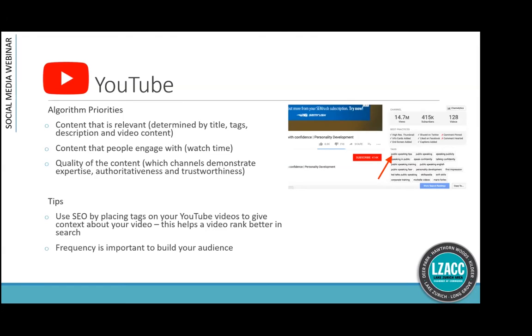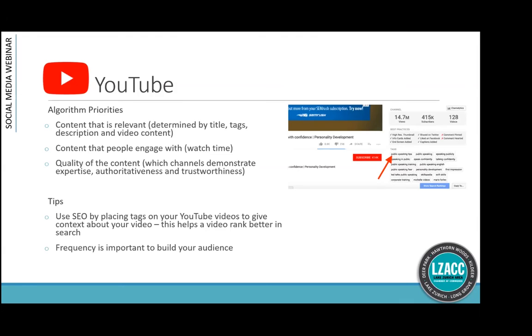So in the context of YouTube, it prioritizes content that is relevant. That is determined by the title of your video, the tags you attach to your video, the description you create, and the actual content of the video. So even when you're thinking about the title of your YouTube video, you want that to be impactful, because that's going to affect how YouTube prioritizes your post. YouTube also pays attention to watch times. So videos that people engage with or watch longer are going to be prioritized and shown to more people. And then again, the quality of the content. YouTube is going to pay attention to which channels are demonstrating expertise and trustworthiness, and then they're going to prioritize those posts as well.